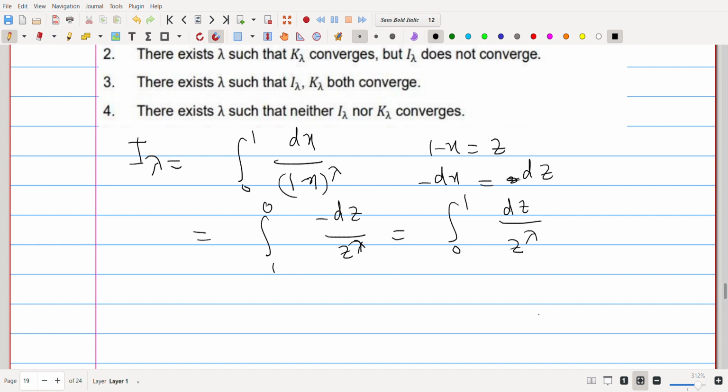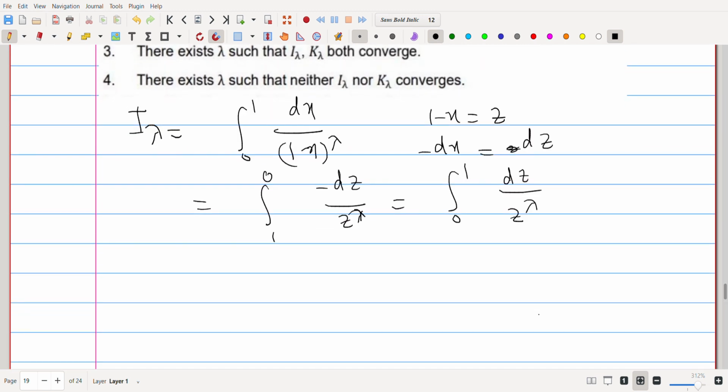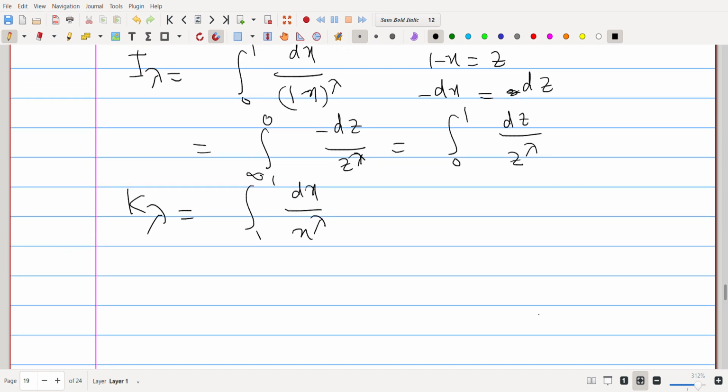Integral 0 to 1 dz by z to the power lambda, and K lambda is given by integral 1 to infinity dx by x to the power lambda. So that means this is there, right?